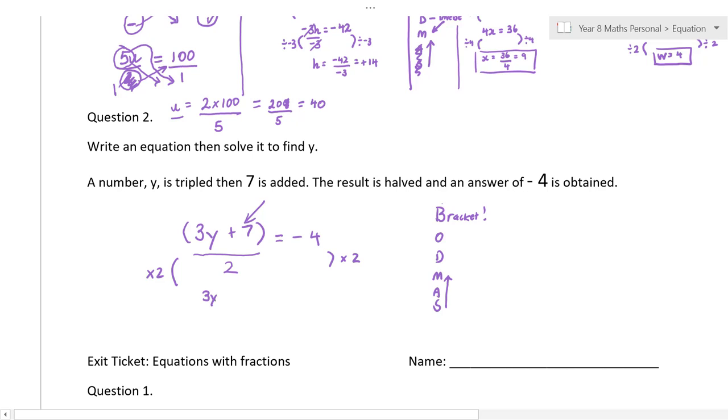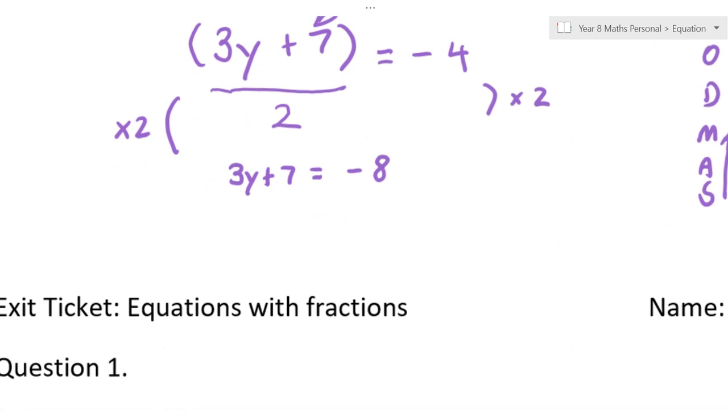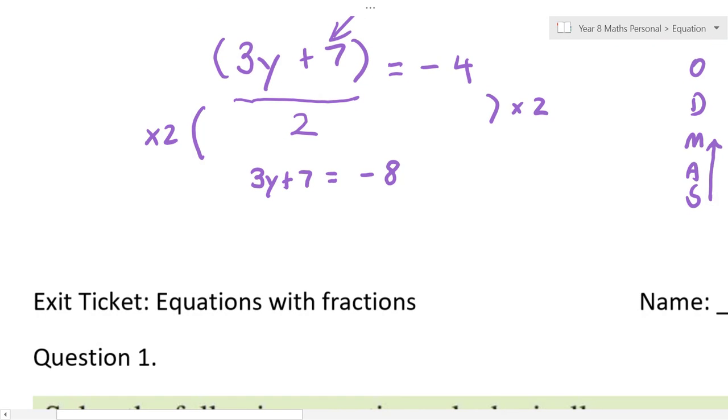That is 3y plus 7 is equal to 4 times 2 is 8. Negative times a positive, so it's a negative 8. Very good. And now, what's furthest from the y? Let me zoom right in. The plus 7. So we need to do the inverse of that, which is minus 7, minus 7. So we're left with 3y.